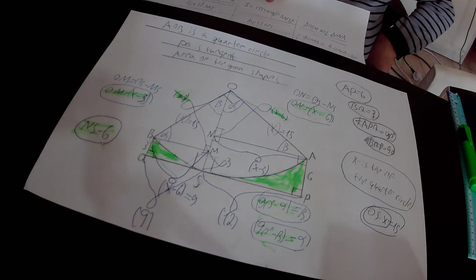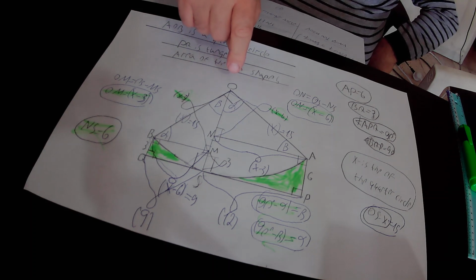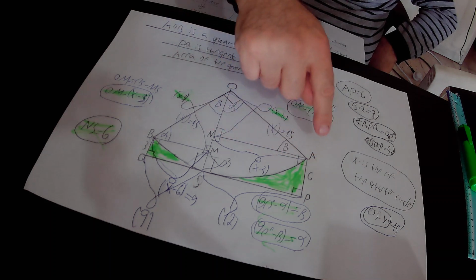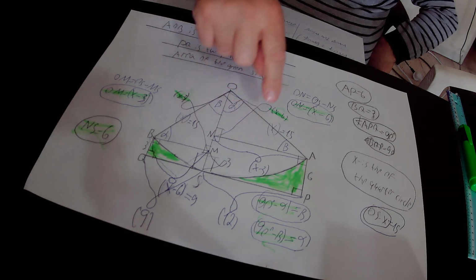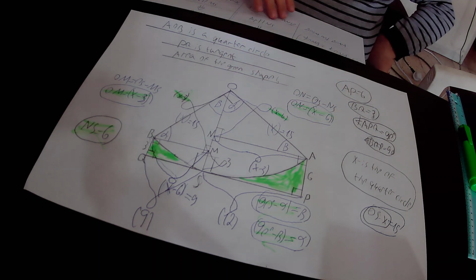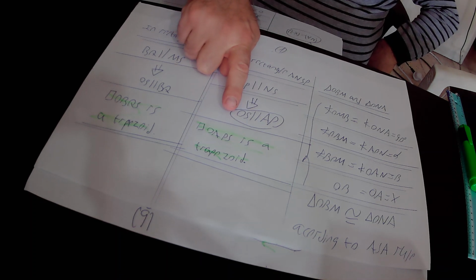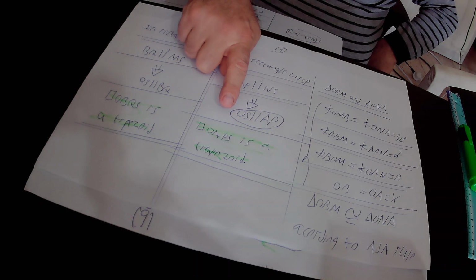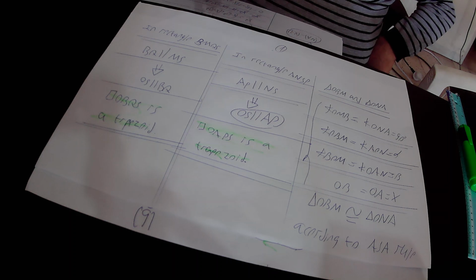So inside this quadrangle OSPA, side OS is parallel to side AP, therefore quadrangle OSPA, which has one pair of parallel sides, is a trapezoid. Because this is the definition of a trapezoid: a trapezoid is a quadrilateral with one pair of parallel sides.